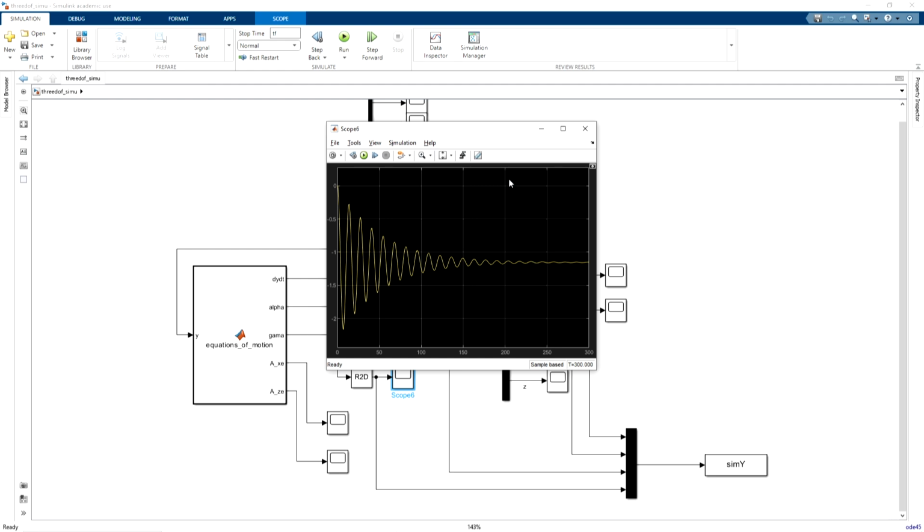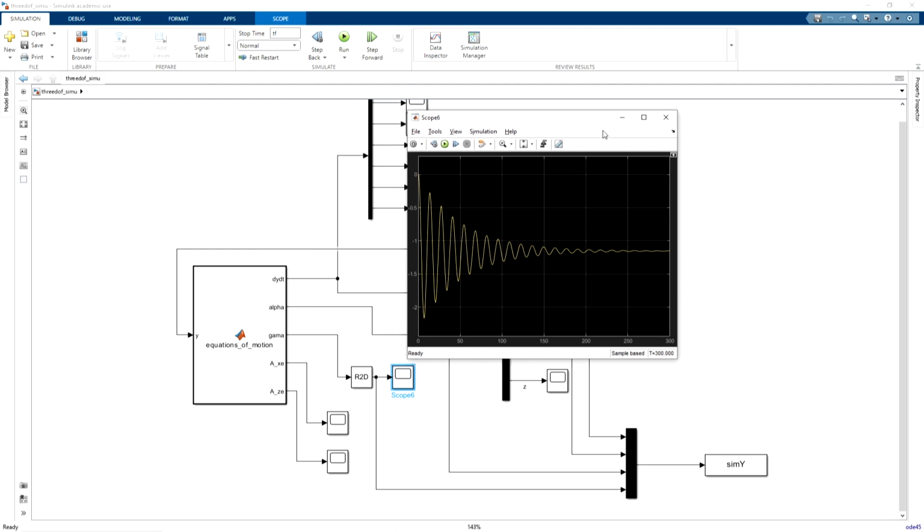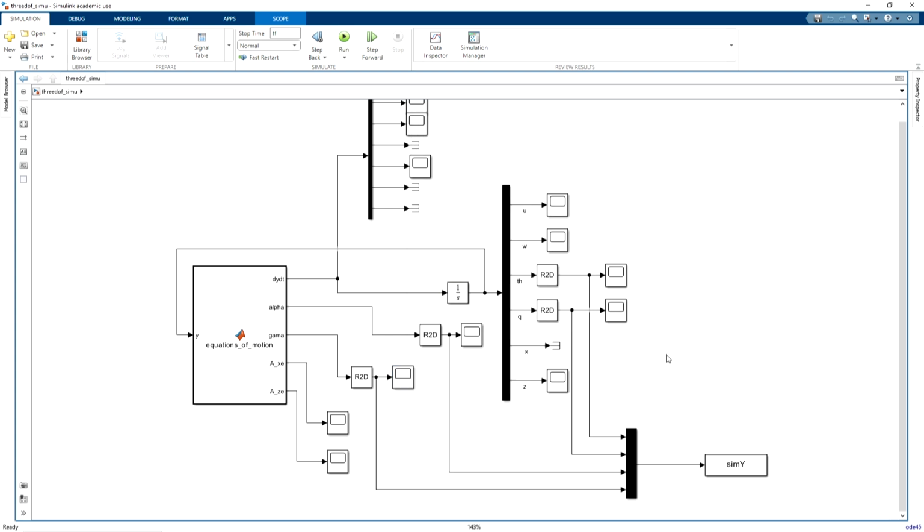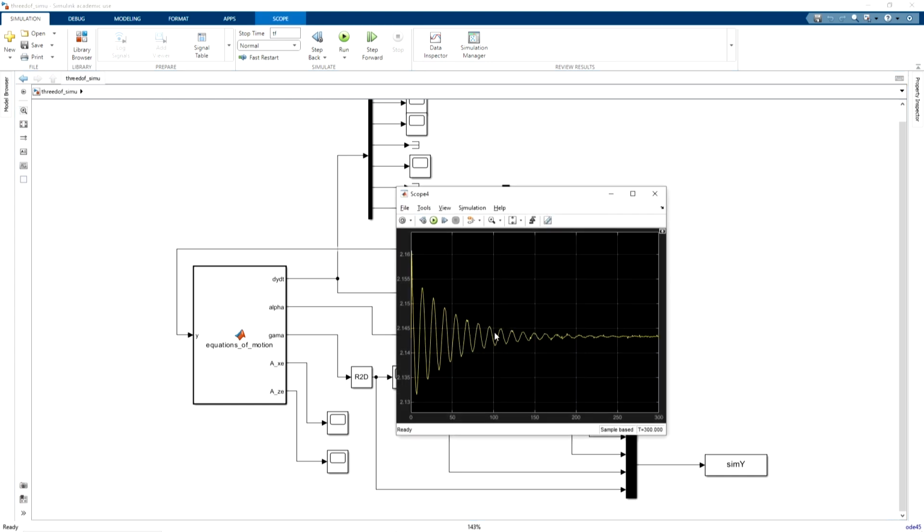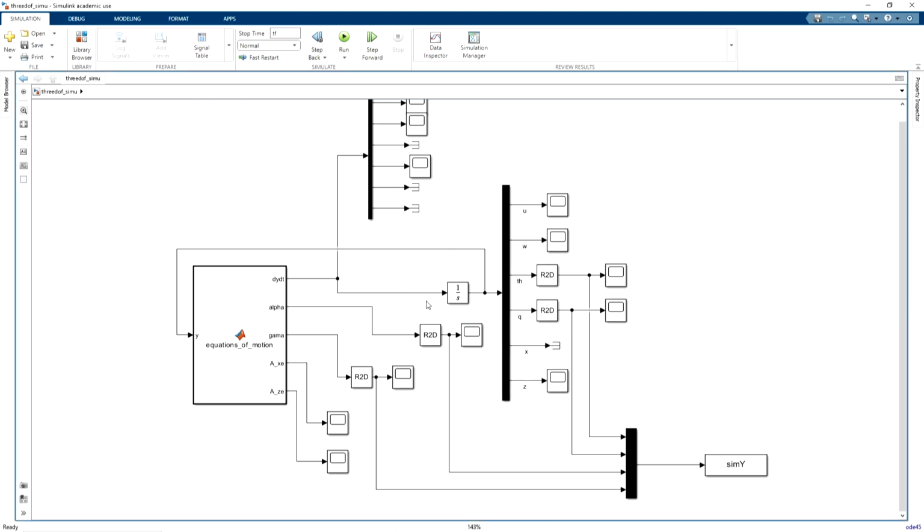Approximately -1 degrees. And what is alpha over here? It is coming to around 2.145 degrees. So total angle would be around 1 degree. All right. Now we are done with this block of MATLAB function.